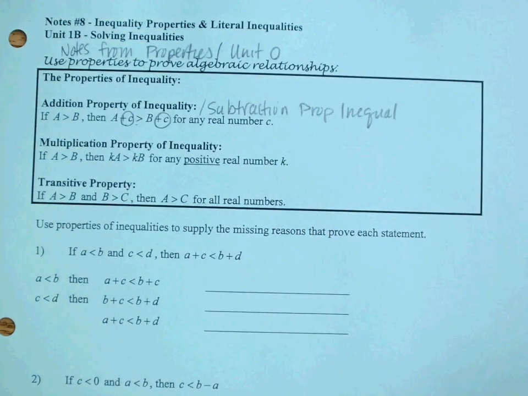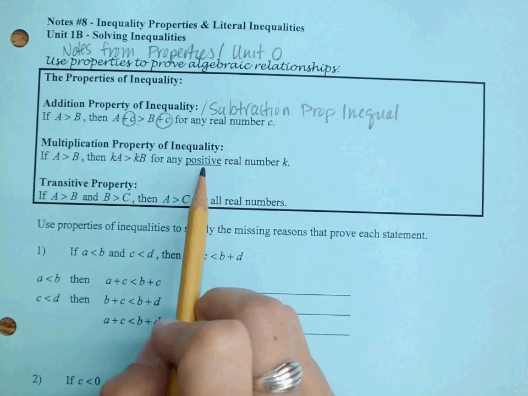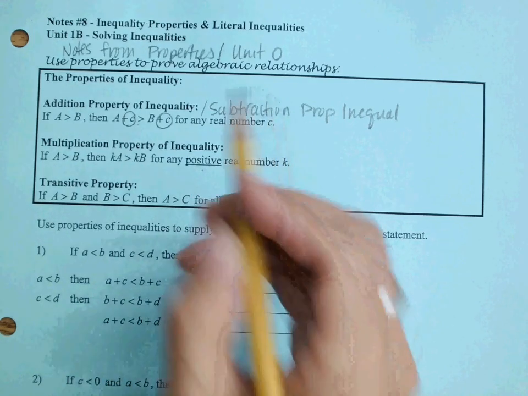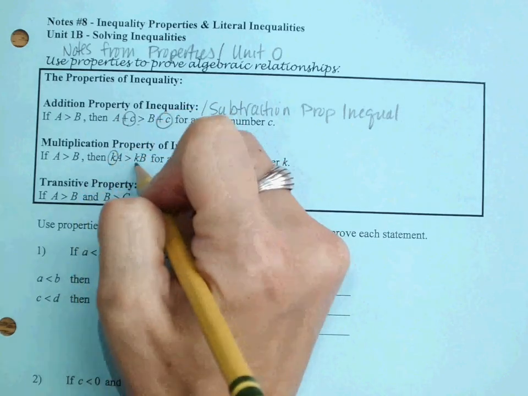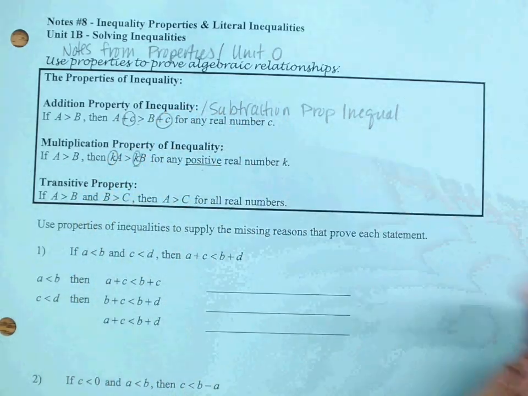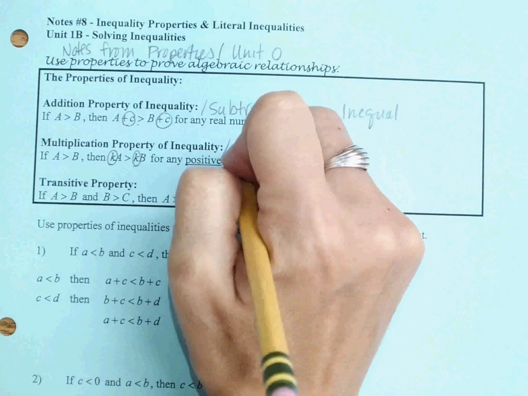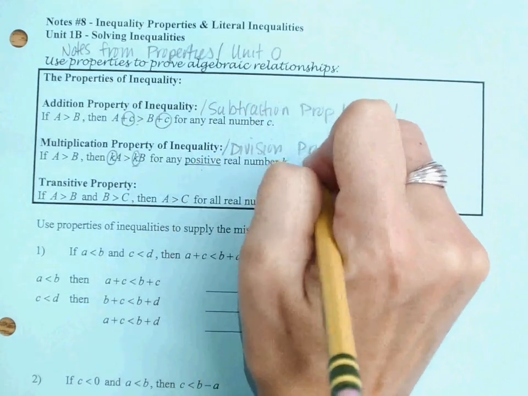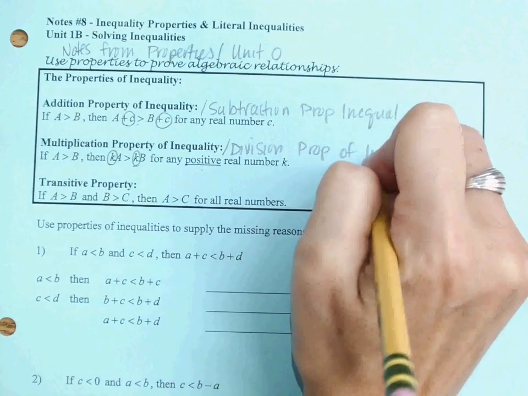Then we have the multiplication property of inequality. Notice that I underlined the word positive, because you know that if we multiply both sides by a negative, the sign does flip. So it's one of those: if we do it to one side, we do it to the other, again for positive real numbers. And the same thing will work for the division property of inequalities.